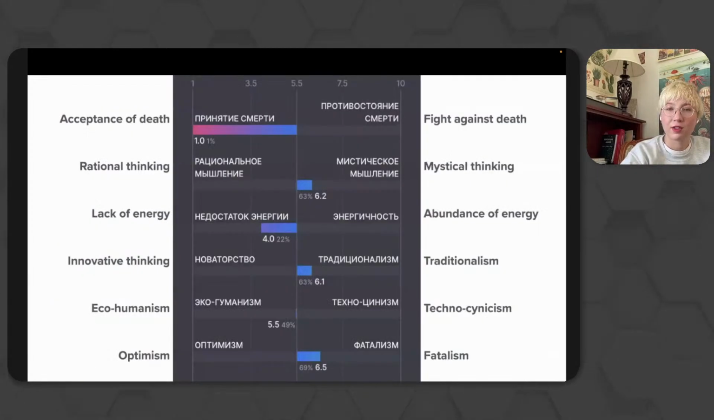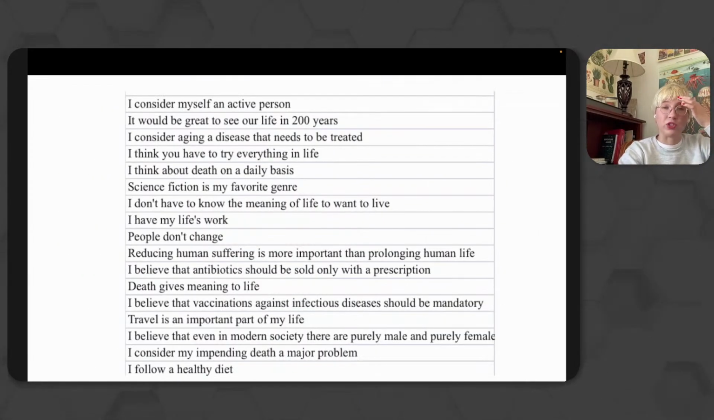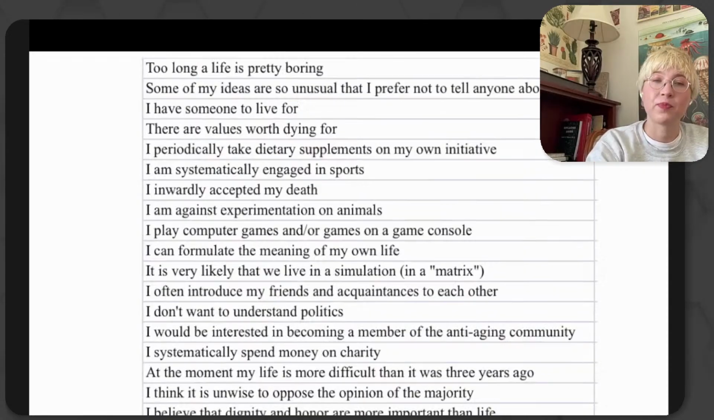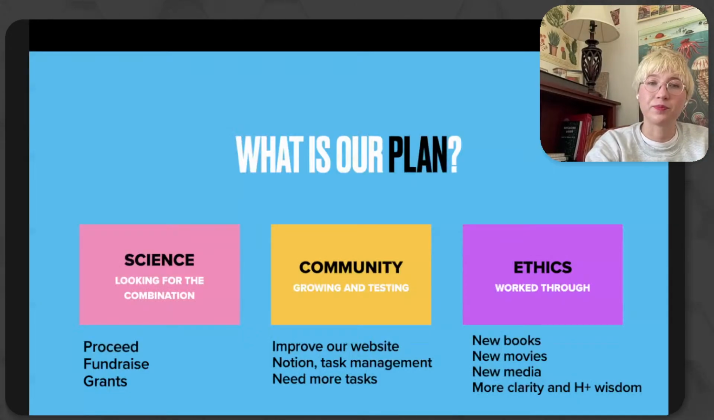And the examples of questions that we ask: I don't have to know the meaning of life to want to live. Science fiction is my favorite genre. I think about death on a daily basis. Travel is an important part of my life. So these are the types of questions that we ask, and some other questions here.